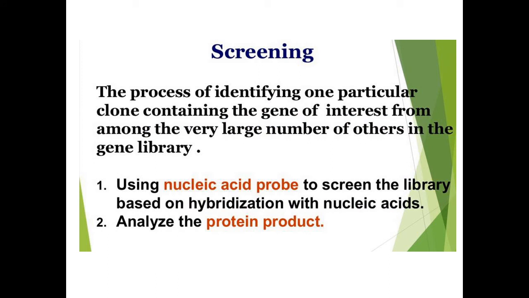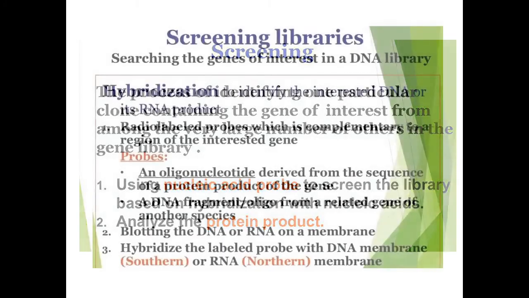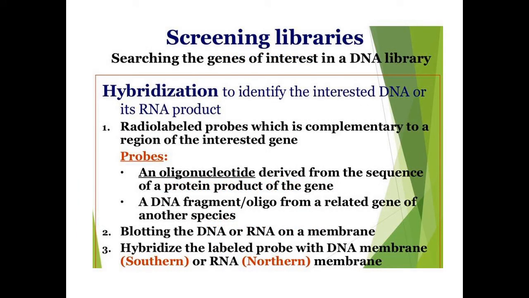So screening is a process. What is screening? Screening is a process of identifying one particular clone containing the gene of interest among the very large number of other clones which are present in the genomic library. So we use a nucleic acid probe to screen the library based on hybridization with the nucleic acid, or we can analyze the protein product. Any one way we can go for.